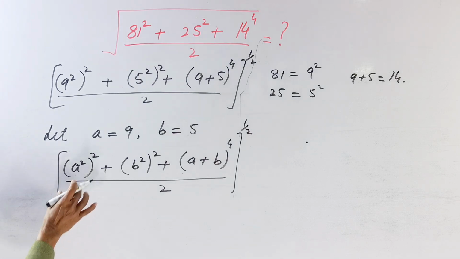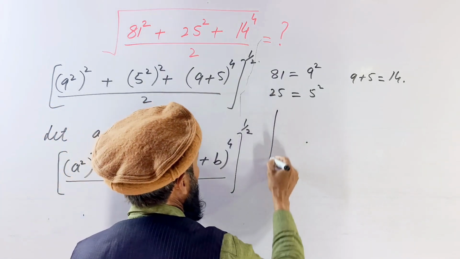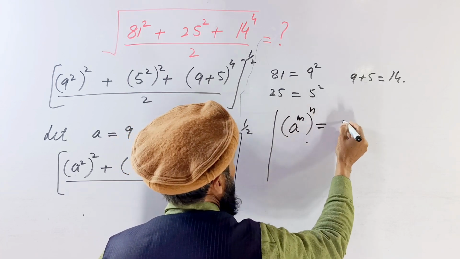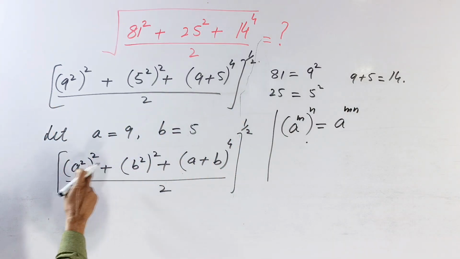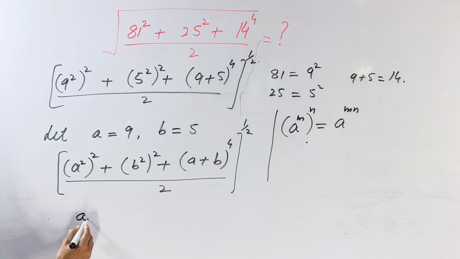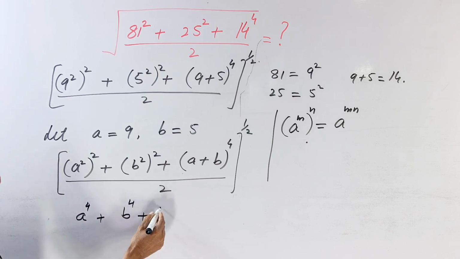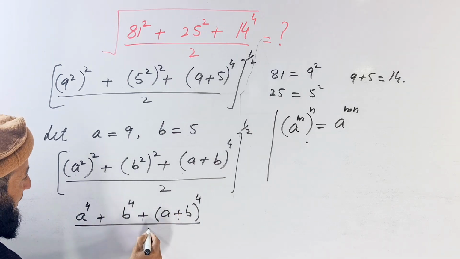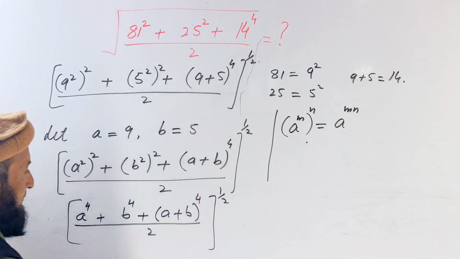Now we are expanding this term according to the formula. We can write this according to the double exponent rule, A exponent m exponent n, where we multiply the exponents and write mn. Similarly, we can multiply these two terms. So we get A exponent 4 plus B exponent 4 plus A plus B exponent 4, divided by 2 and square root, changed into 1 by 2.